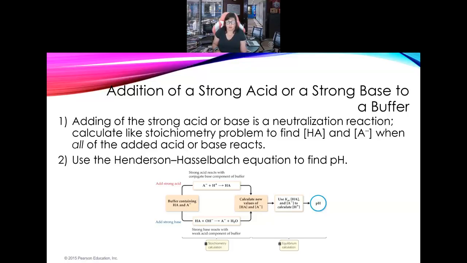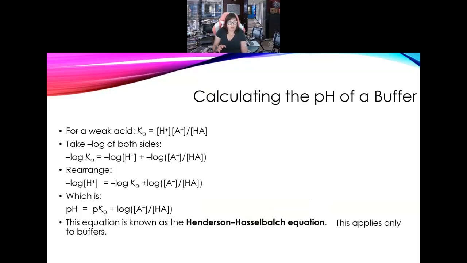Now, Henderson-Hasselbalch, let's talk about that again. You'll see it a couple times; this is the derivation of where it comes from. If I have a weak acid and I take the negative log of both sides, the negative log of Ka is equal to the negative log of the H plus, plus the negative log of the A minus over the HA. I know that the negative log of H plus is the pH. I know that the negative log of Ka is pKa. So I can rearrange this, move this to this side, move that to that side. And I get pH is equal to pKa plus the log of the A minus over the HA. This equation is known as the Henderson-Hasselbalch equation.